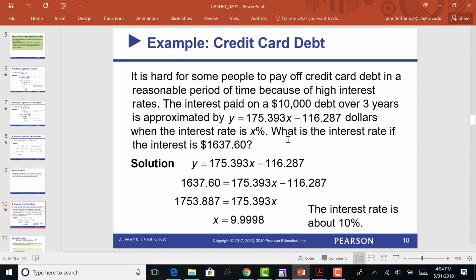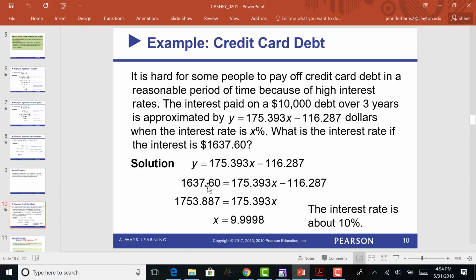You okay with that? Always, they're going to give you enough information for you to have an equation and some number that's going to be plugged in. But it's got to go into your equation. So here's my equation: y equals 175.393x minus 116.287.